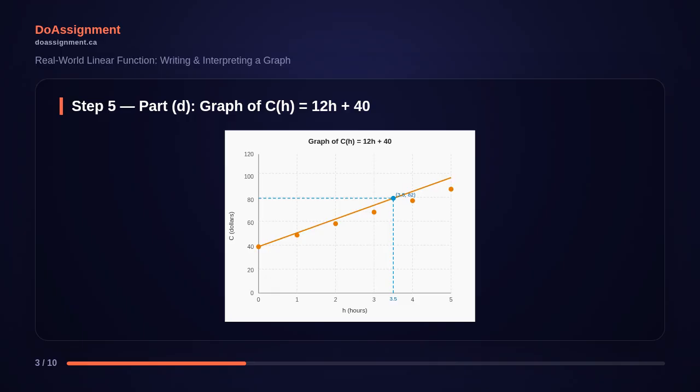Here is the graph of C of h equals 12h plus 40. The horizontal axis shows hours from 0 to 5, and the vertical axis shows cost in dollars from 0 to 120. The orange line passes through all 6 table points, starting at the y-intercept of 40 and rising steadily. The blue dashed lines show how to read the cost at 3.5 hours, landing at the point (3.5, 82).